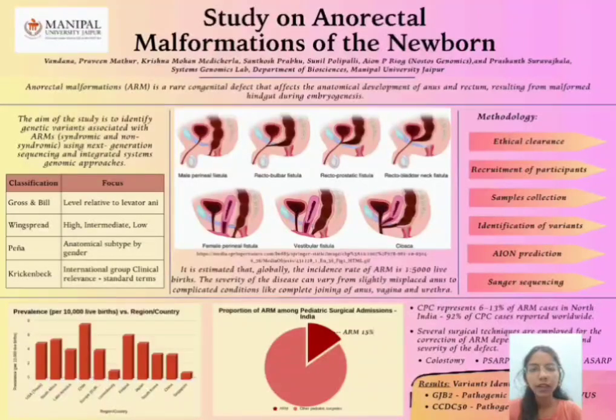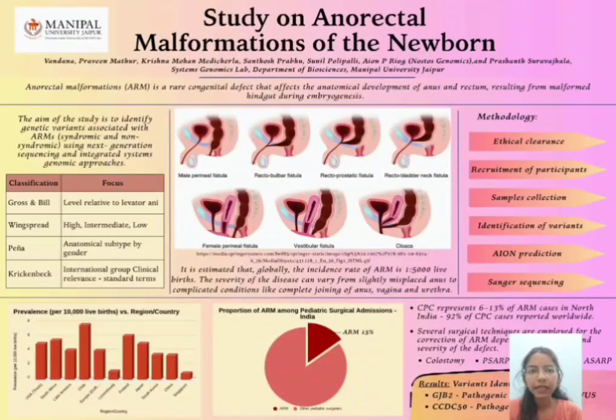This work focuses on identifying genetic variants in syndromic and non-syndromic forms of anorectal malformations using next-generation sequencing and genomic tools. ARMs are congenital anomalies resulting from abnormal development of the hindgut, affecting the structure of the anus and rectum. Globally, ARMs are estimated to occur in about 1 in 5,000 live births. In India, they form a significant burden, accounting for about 15% of pediatric surgical admissions.